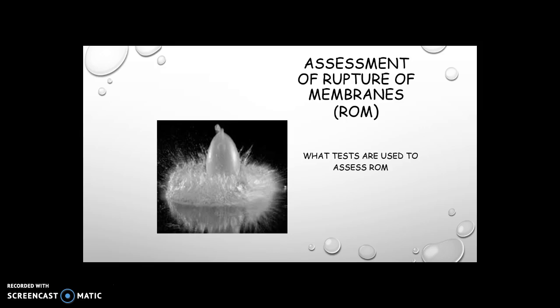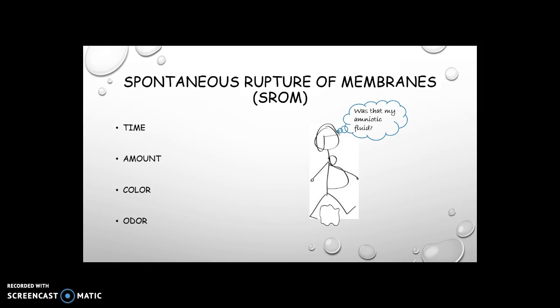When the membranes rupture, there are other things that you need to look at. You want to know what time did it happen? How much? What is the color of it? Because we want it to be almost a very pale straw-like color. If it's anything other than that, it's an indication that there could be infection. Odor: it shouldn't really smell like anything. It should not have a foul odor at all. So you're assessing for all of these things.